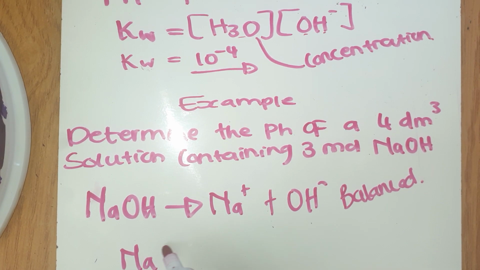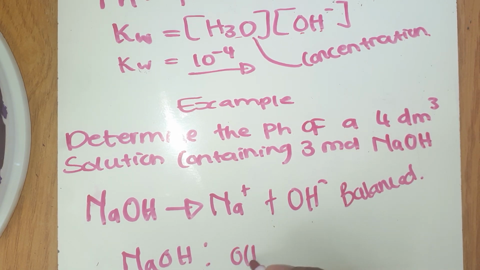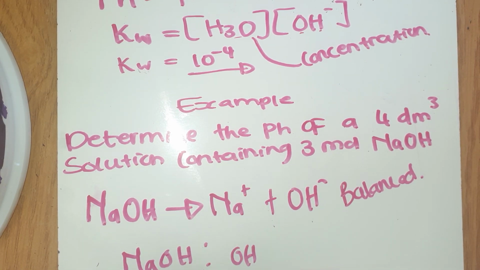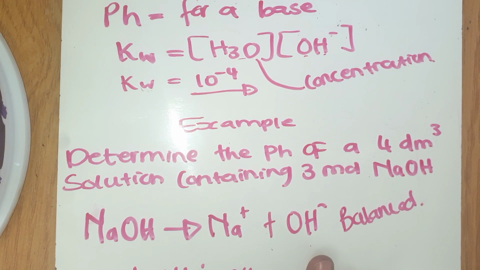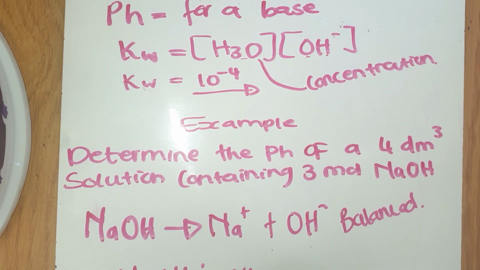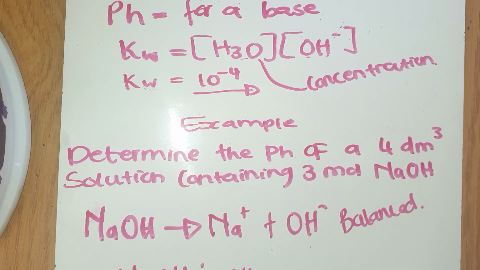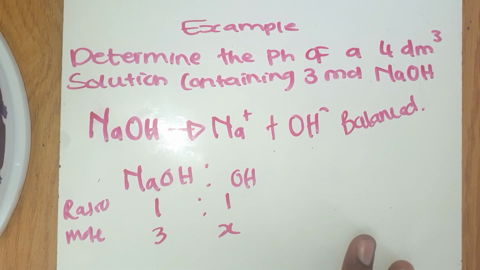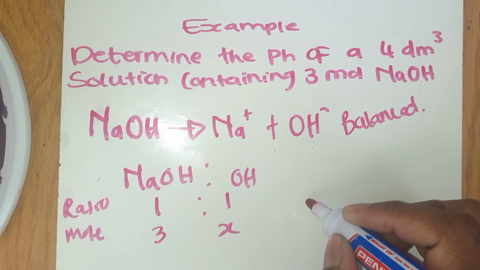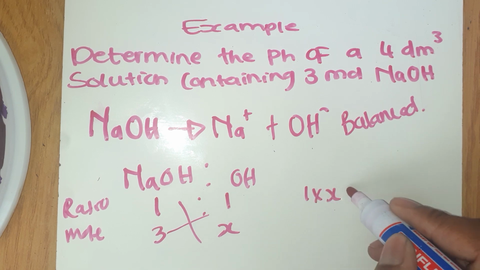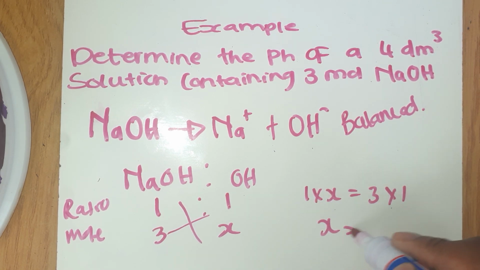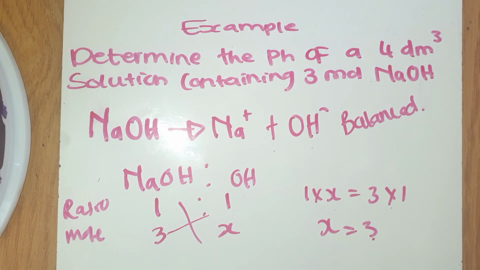Now we have NaOH and OH here. We start with ratio and then mole. These are called stoichiometry calculations, did them in grade 10. I don't know if you still remember. But for the ratio, we look for the number here. For this one, it's 1, and for this one as well, it's 1. And then the mole here is 3, and this one is X. So when the ratio is the same, the mole is always the same, guys. So we're going to cross multiply. Then it's 1 times X equals 3 times 1. X equals 3. So the mole of OH is 3, as I have said.